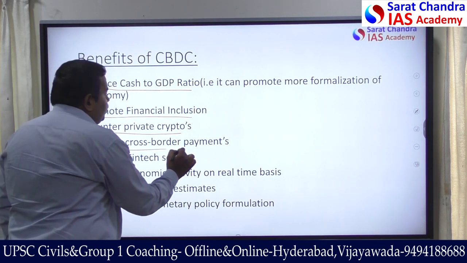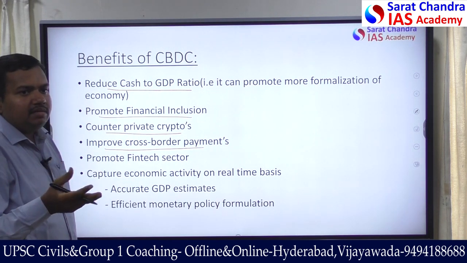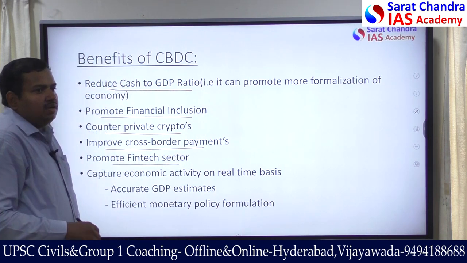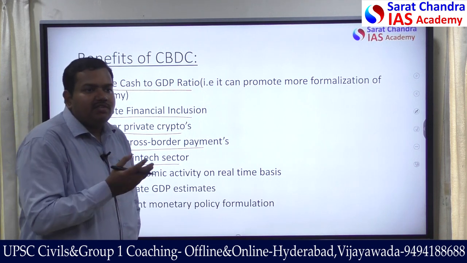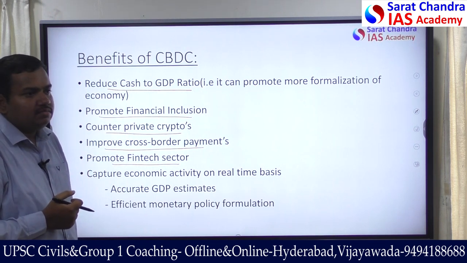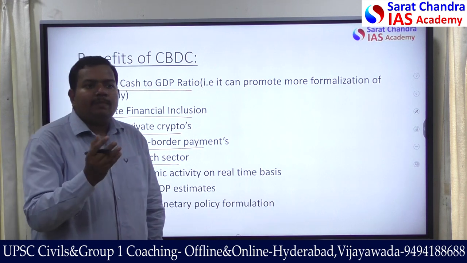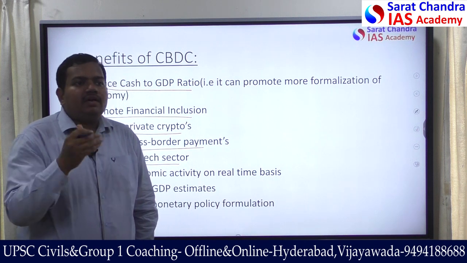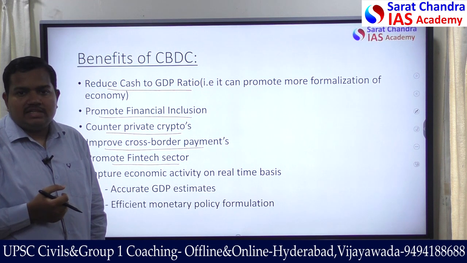Next, improve cross-border payments. Using digital currency, cross-border payments can also be made easily. Next, promote the fintech sector. If we develop a digital currency, the fintech sector, meaning financial technology, will also get some boost in India. At a later date, maybe using the digital currency, we can pay through Paytm, PhonePe, etc. Obviously, Paytm and PhonePe are going to get more business. Those are the companies we call fintech, financial technology.